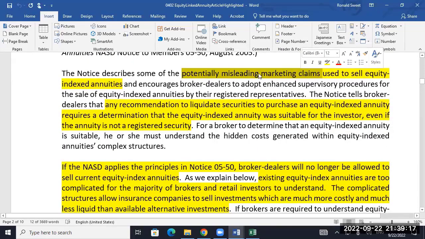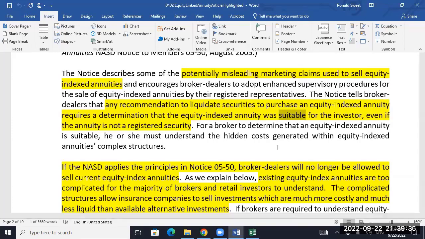Here's the marketing. They say potentially misleading marketing claims. Any recommendation to liquidate securities purchased equity-linked annuity requires a determination that the equity-linked annuity was suitable. That word suitable is extremely important. Suitable is a fairly weak standard versus fiduciary. So you say, hey, it's suitable. You just have to show that it's conceivable for this person to buy this product.